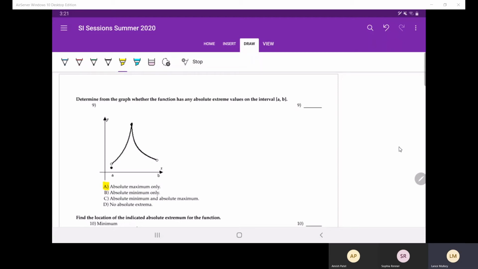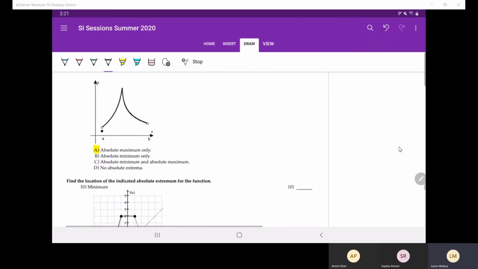Well, on interval A to B, I would think that's right. Only thing is, it's not continuous over the whole domain because you have this little dot down here. There could very well be no absolute extrema. But I think there's the absolute maximum only. That's what I would assume. Well, you know what they say about assuming.